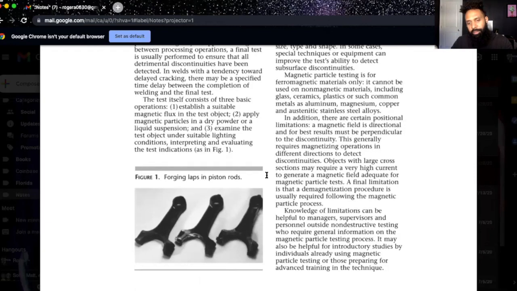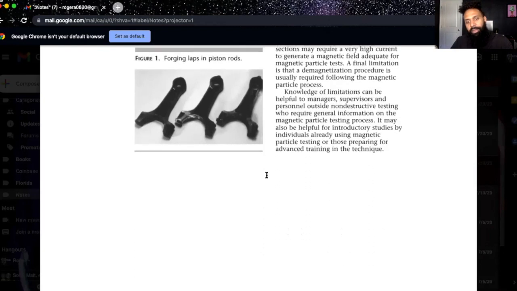Knowledge of limitations can be helpful to managers, supervisors, and personnel outside non-destructive testing who require general information on the magnetic particle testing process. It may also be helpful for introductory studies by individuals already using magnetic particle testing or those preparing for advanced training in the technique.